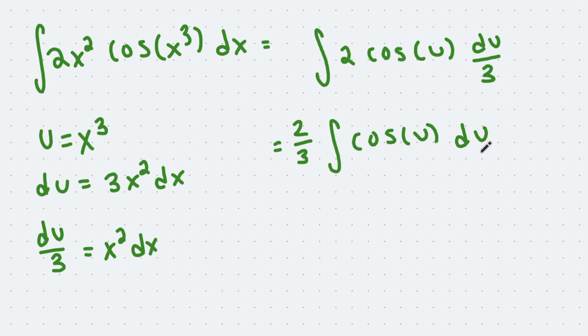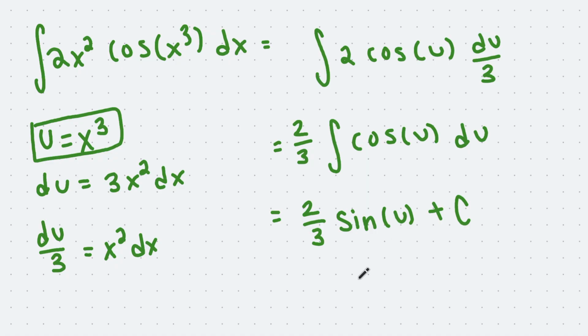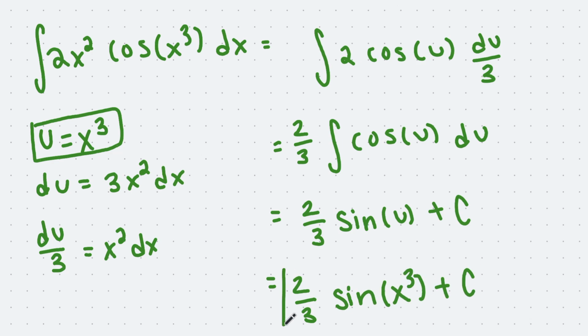We can integrate this cosine regularly to get our answer of 2/3 sine of u plus c. We know that u is equal to x cubed, so we will substitute u in for x cubed to get our final answer of 2/3 times the sine of x cubed plus c. And that gets us our final answer.